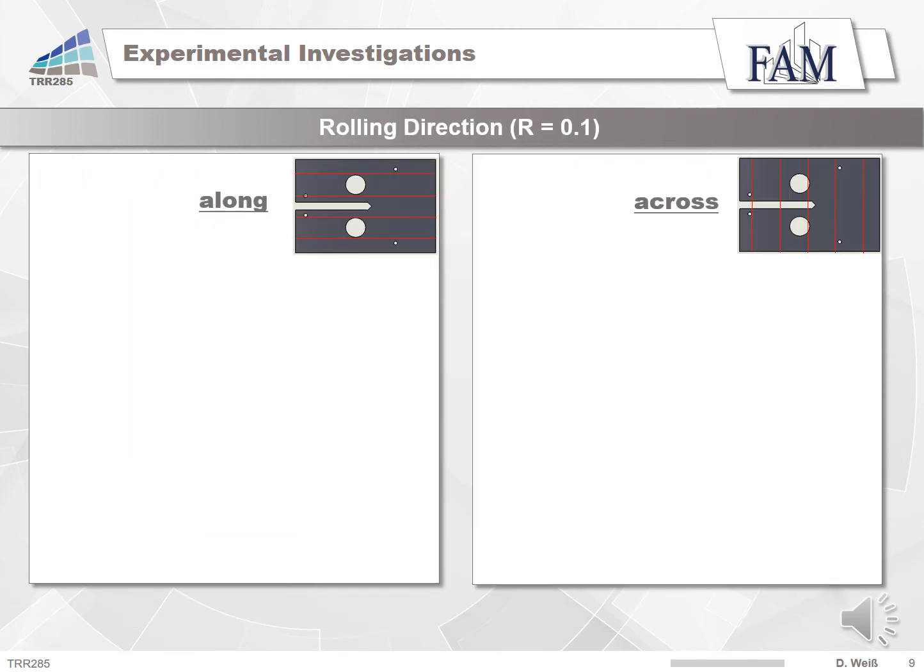This slide shows the results of the experiments with different rolling directions and an R ratio of 0.1. The rolling direction was examined along and across in relation to the initial crack.